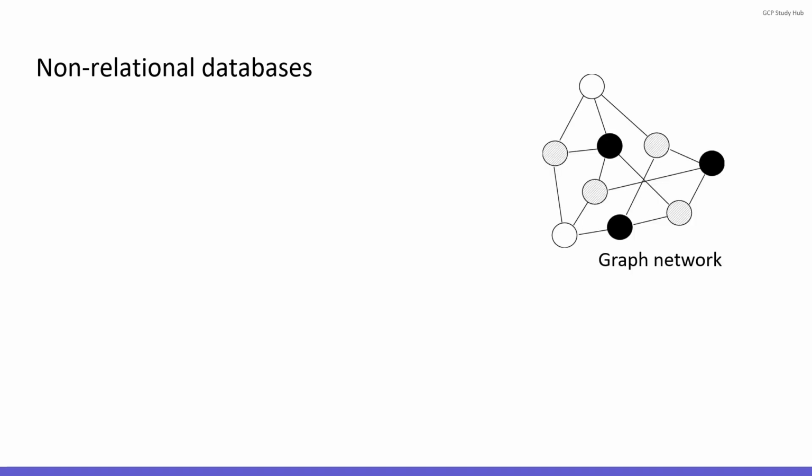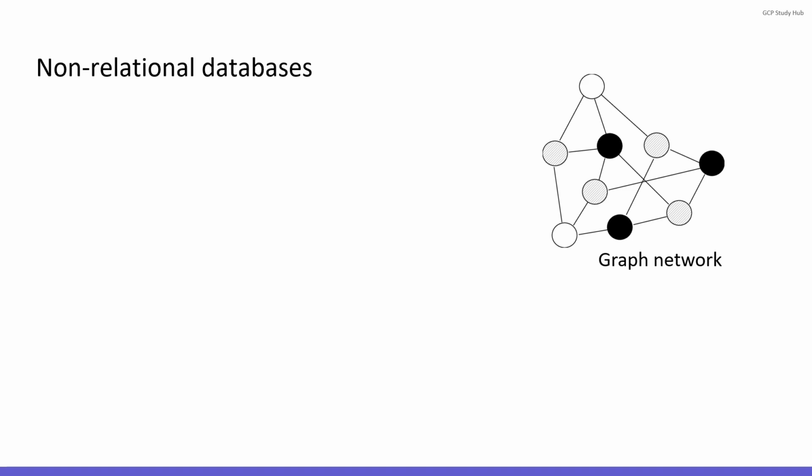Now let's switch to non-relational databases. Let's start by taking a look at some visuals to get an understanding of the different types of data models used in non-relational databases. On the right, we have an example of a data model that would not neatly fit into a fixed schema. It's called a graph network.